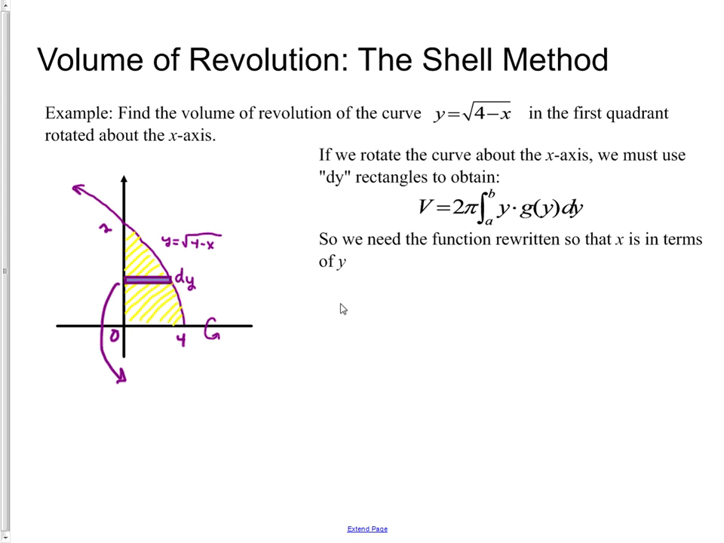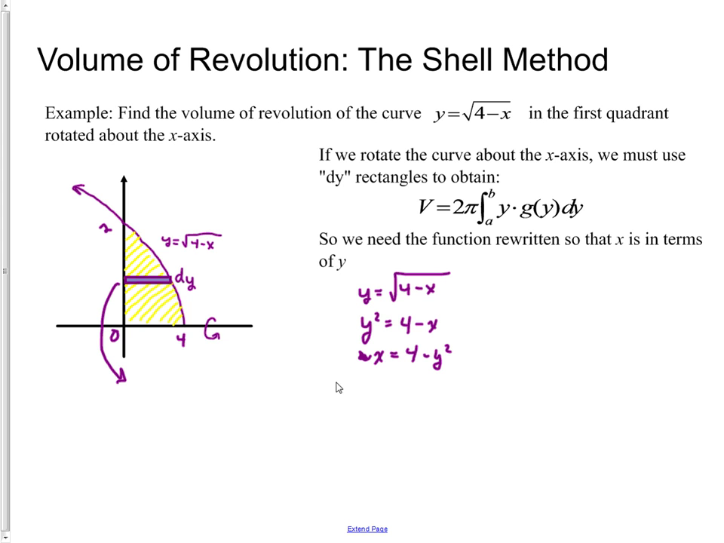Okay, so let's see. We need to rewrite this. We've got y is equal to the square root of 4 minus x. So we solve for x by squaring y. Since we're in the first quadrant, we don't need to consider a positive or a negative case, right? But we definitely know that we're going to get x. Let's try that again. x is going to equal 4 minus y squared. So there's our function.